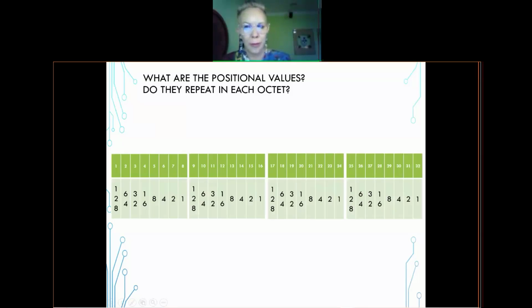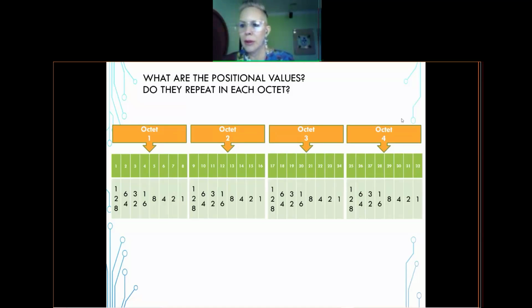So this should look familiar by now, right? We've got octet 1, 2, 3, and 4, and the positional values repeat. Now, on Monday, I said there's a particular type of network bit that we should all pay attention to. What is that bit that we should all pay attention to?